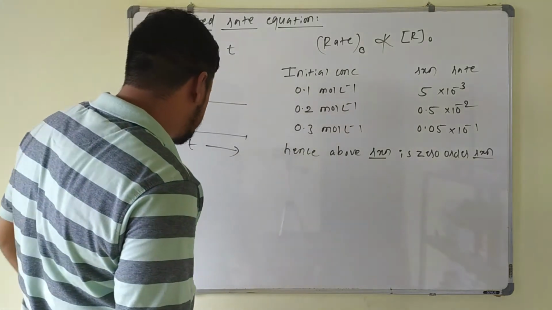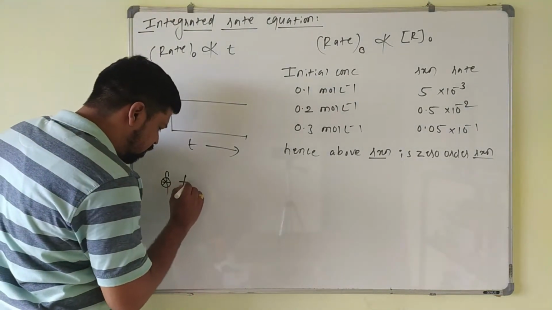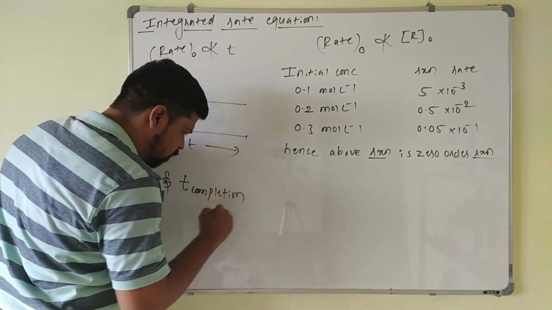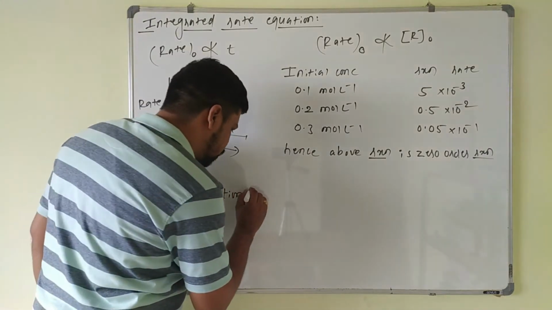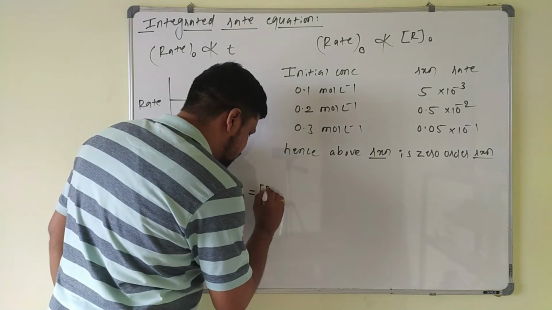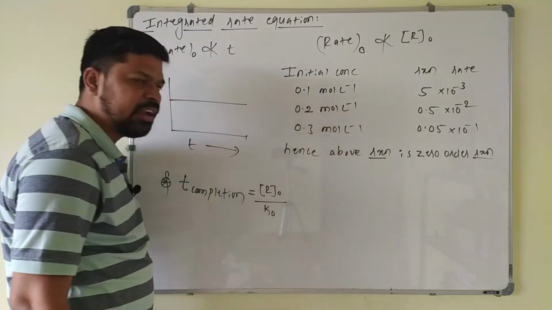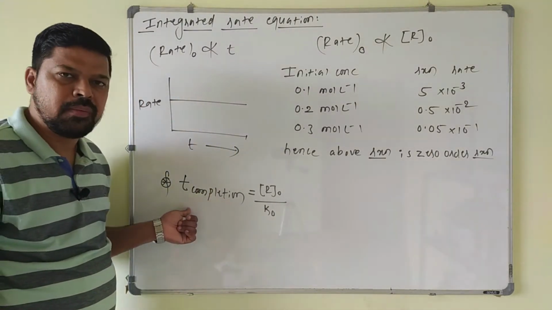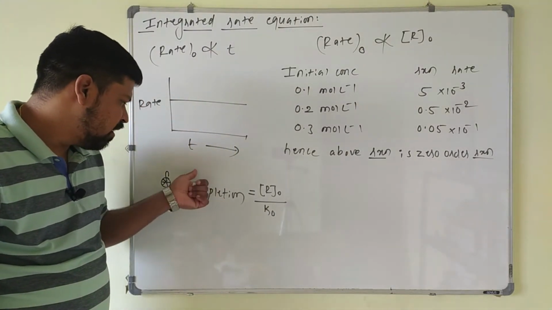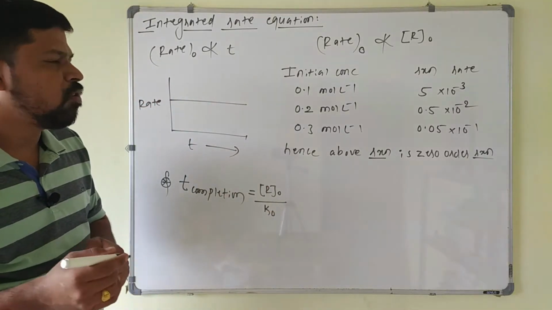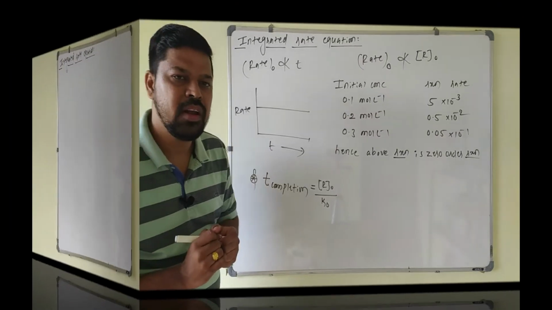Another important formula is here: the time required for completion of a zero order reaction is equal to its initial concentration R0 divided by its rate constant K0. That is, T completion is equal to R0 divided by K0. Now we'll go for the half-life of zero order reaction.